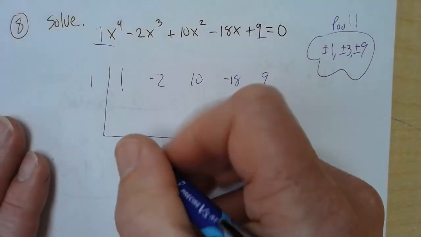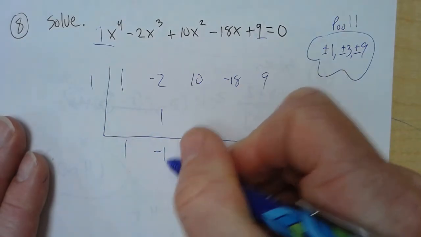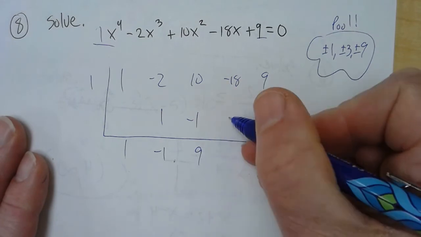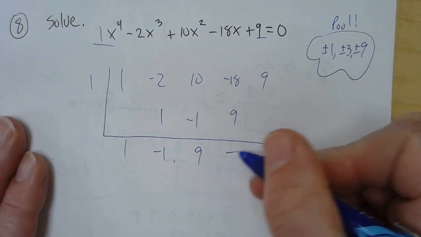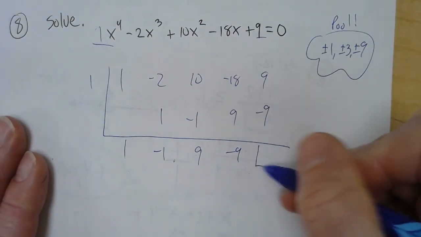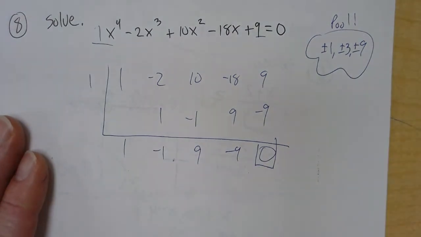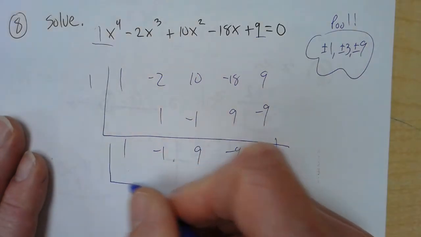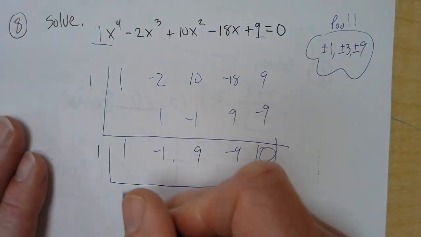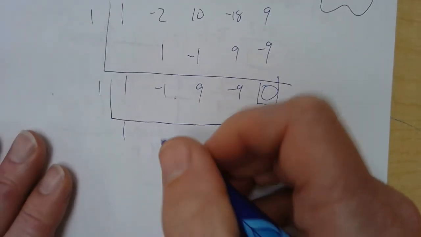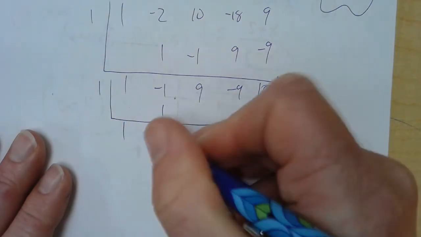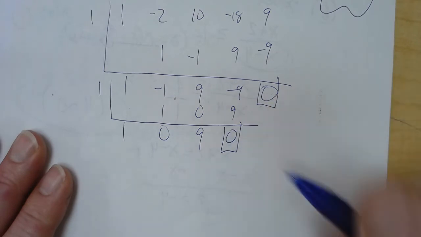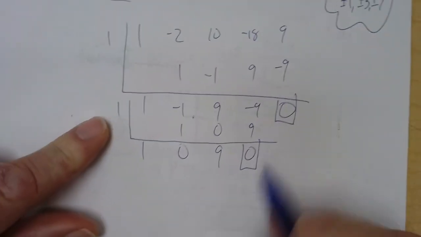So we do synthetic division: 1, 1, -1, -1, 9, 9, -9, -9, 0. So it worked. And then you try things again, and guess what? 1 works again. So you stack it up, and you get 1, 1, 0, 0, 9, 9, and 0. So since 1 works twice, that's a multiplicity thing.